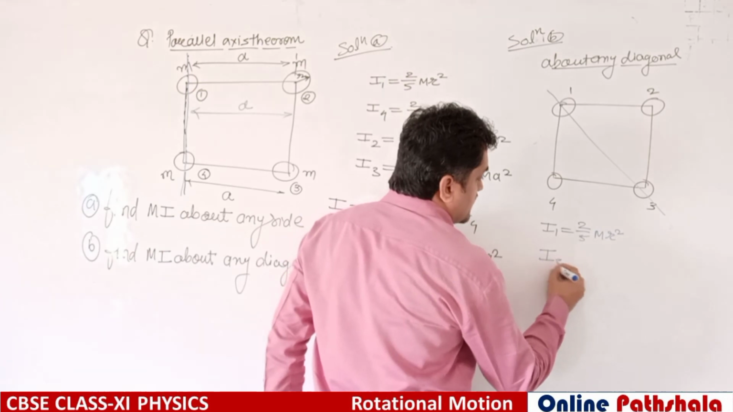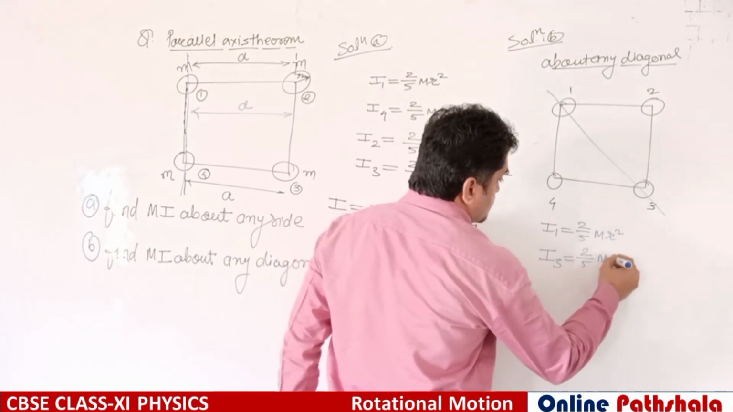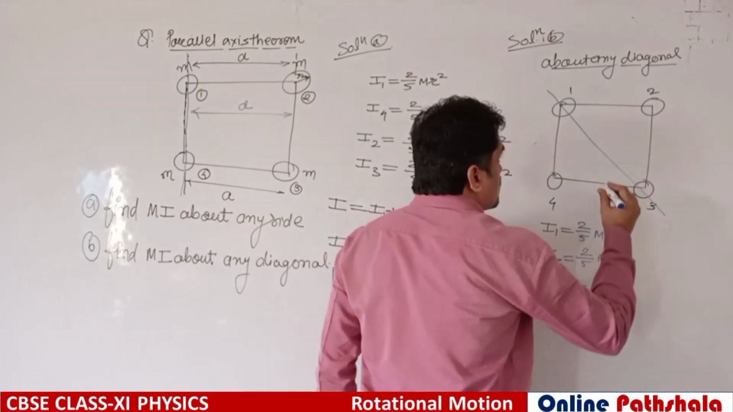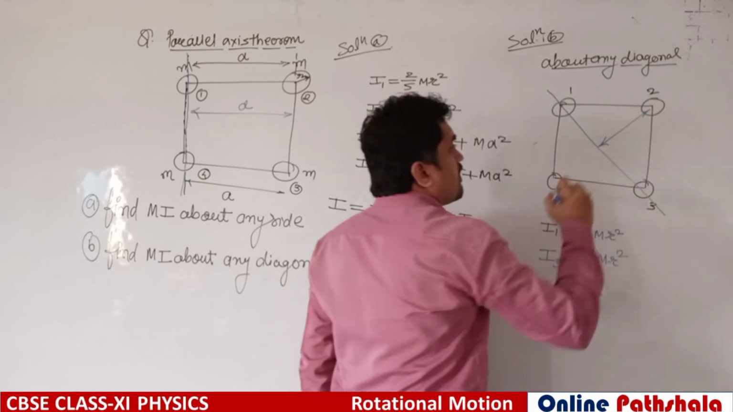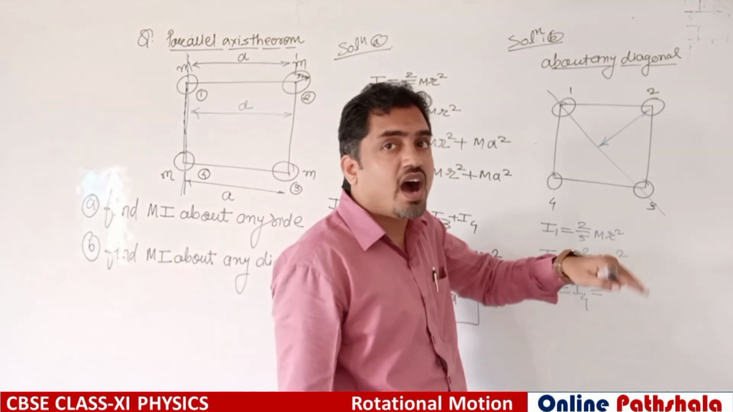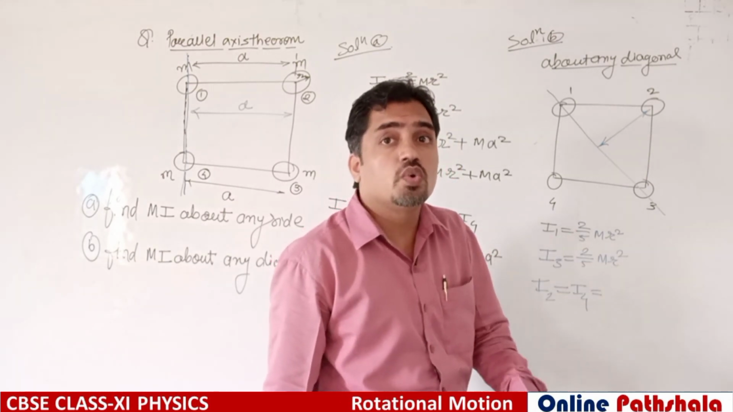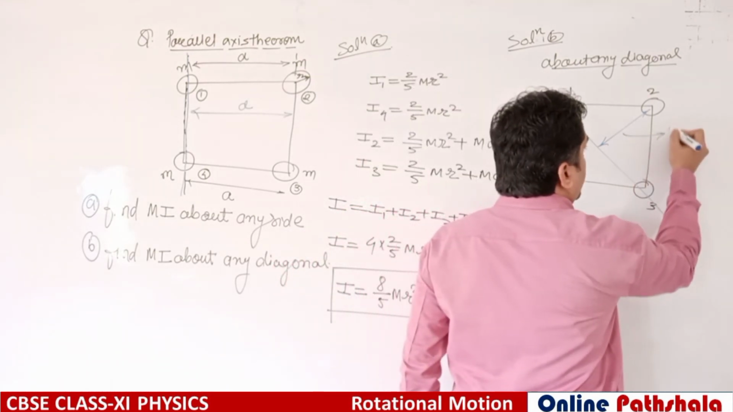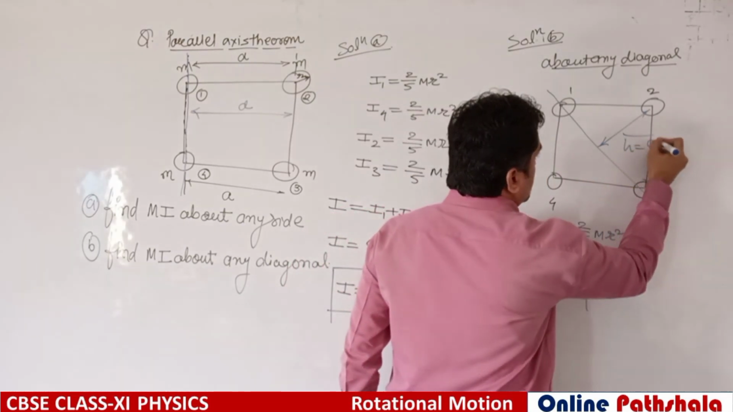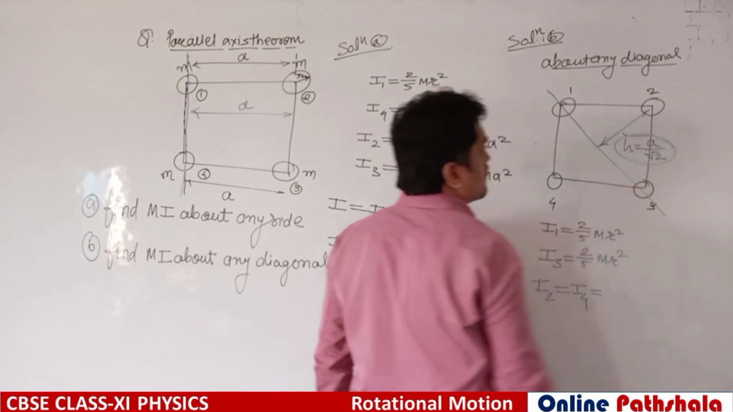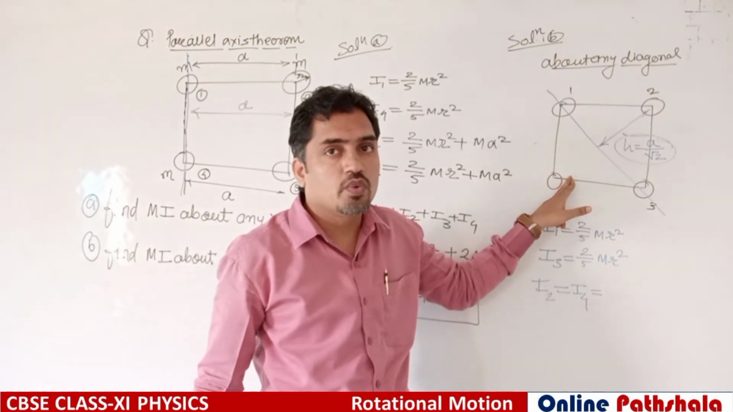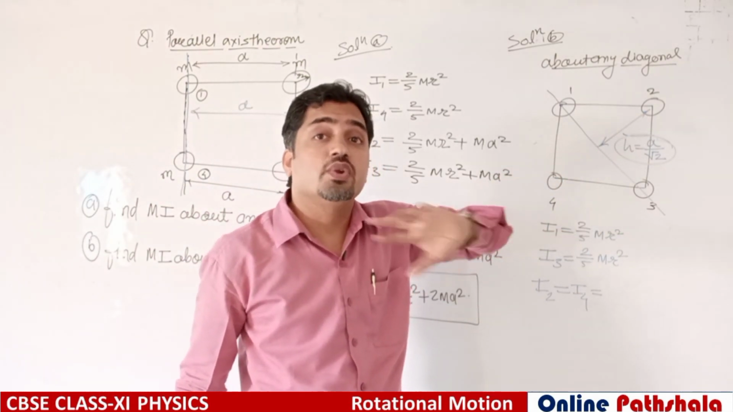What is I3? Same, it is 2 by 5 mr square. But if we talk about I2 and I4, we have to find this perpendicular distance, this distance. So what is the distance? It is half of the diagonal. We can write here h equal to a by root 2, or a root 2 by 2, because the length of the diagonal is a root 2, divided by 2.